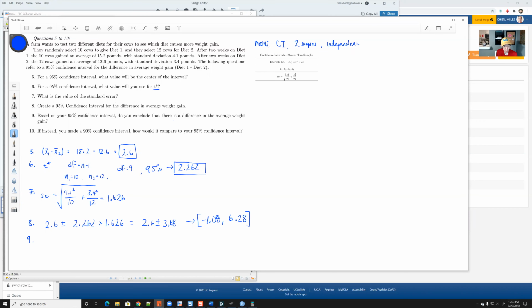Okay, based on your confidence interval, do you conclude that there's a difference in the average weight gain? So what we're looking for is whether 0 is in the interval. The answer is yes. 0 is within the interval, so we do not have evidence that there's a difference.